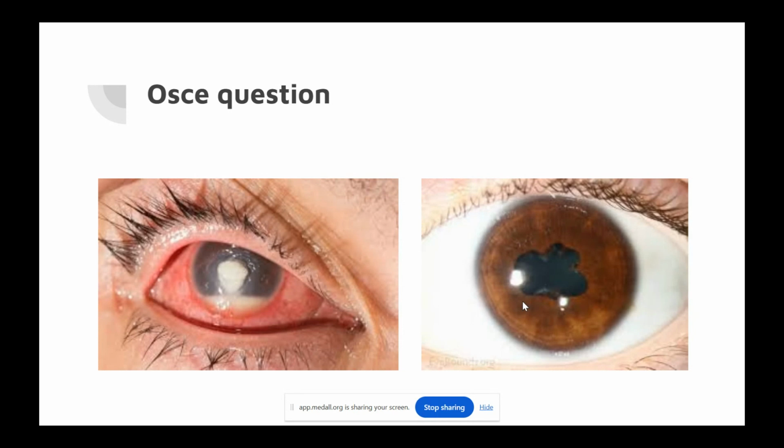Any guesses, guys? This was a bit harder, to be honest. Guys, imagine you're in an OSCE and you're stuck and you don't know what to say. What would you just say? You can throw a guess. Just describe what you see, or explain how this could have happened based on what I've just told you guys. Just have a go.